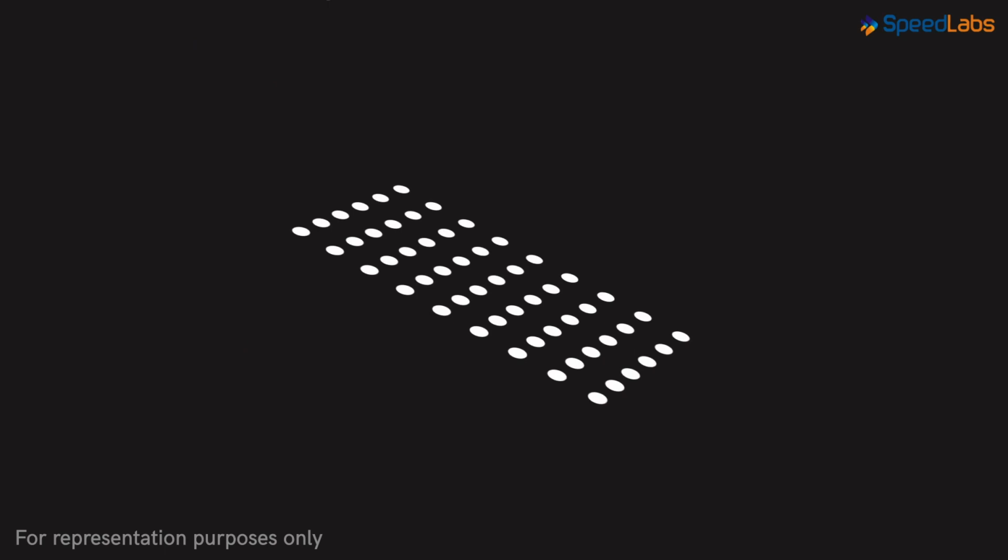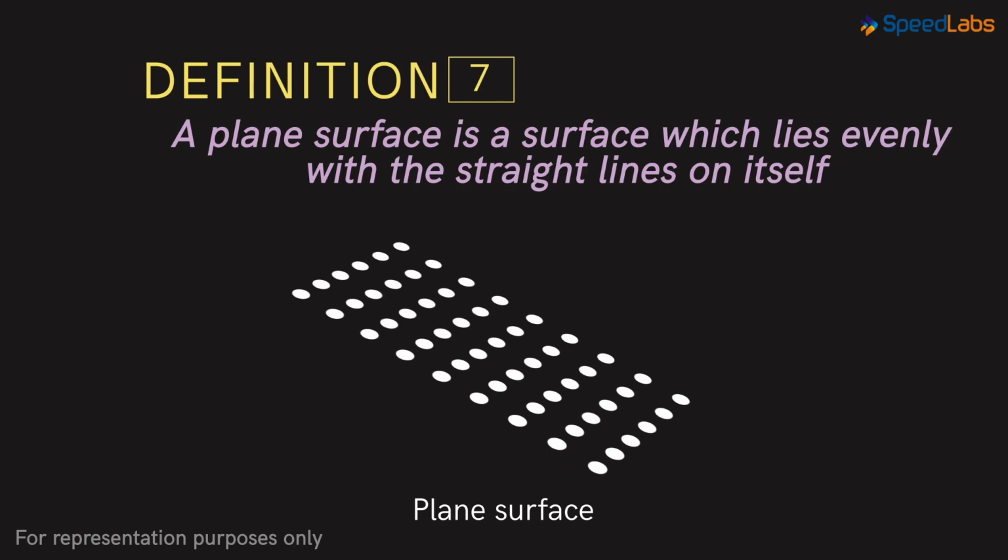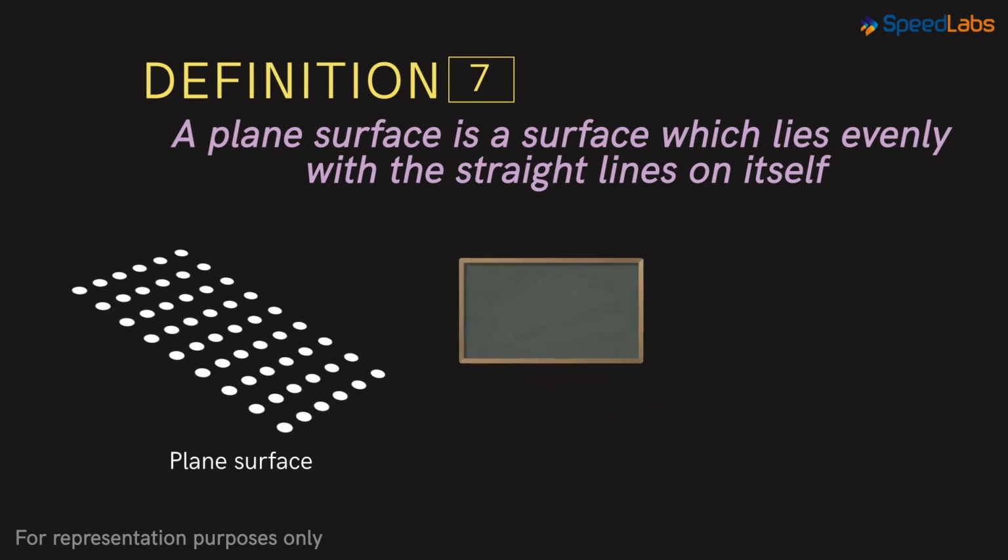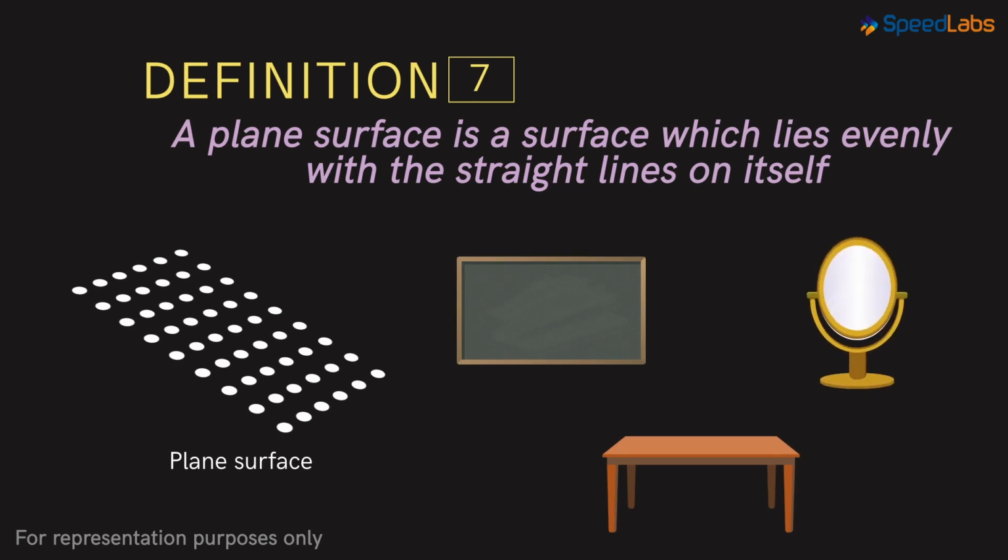Such surfaces where the straight lines are evenly placed are called plane surfaces. Euclid defines a plane surface like this. A plane surface is a surface which lies evenly with the straight lines on itself. Some examples of planar surfaces are a blackboard, a tabletop, a plane mirror, and so on.